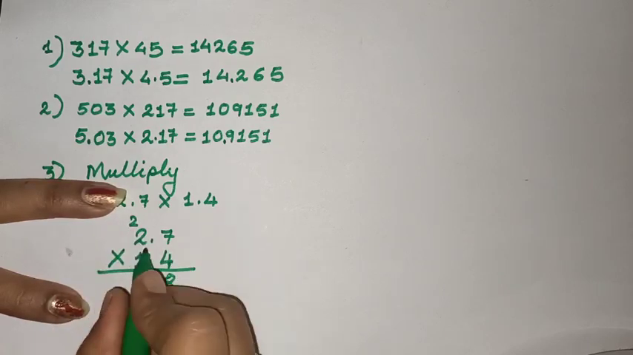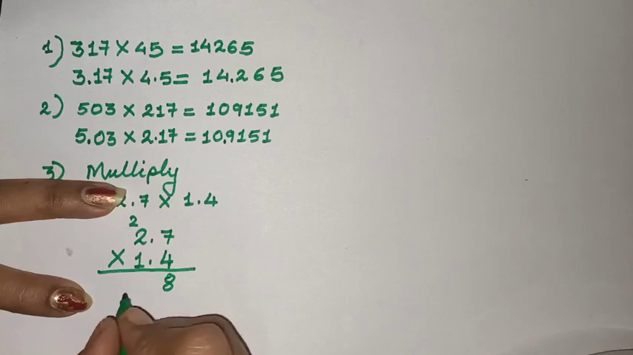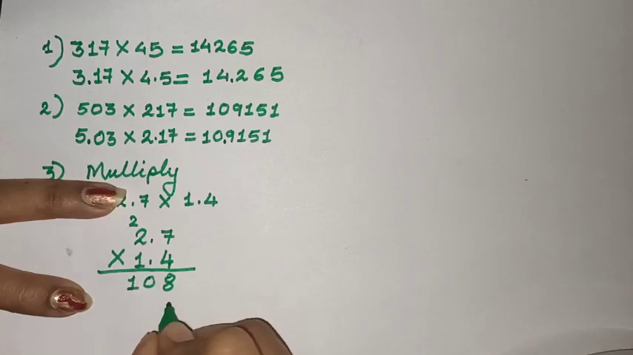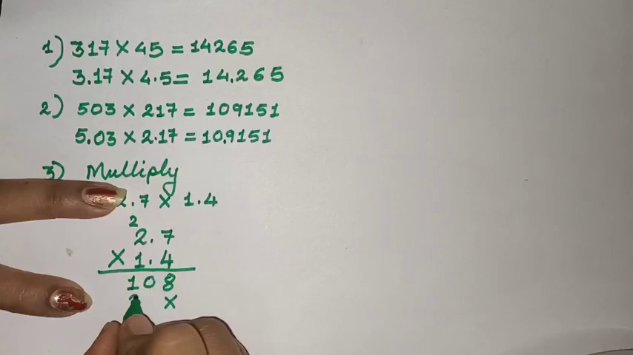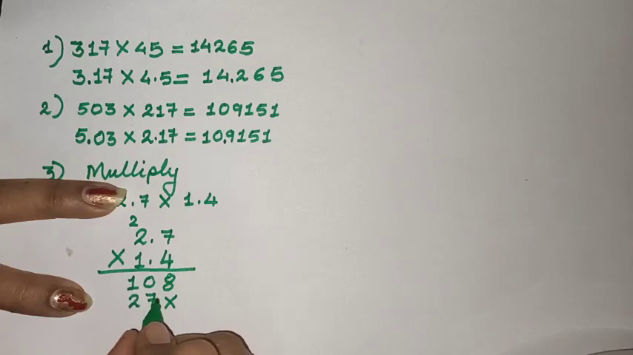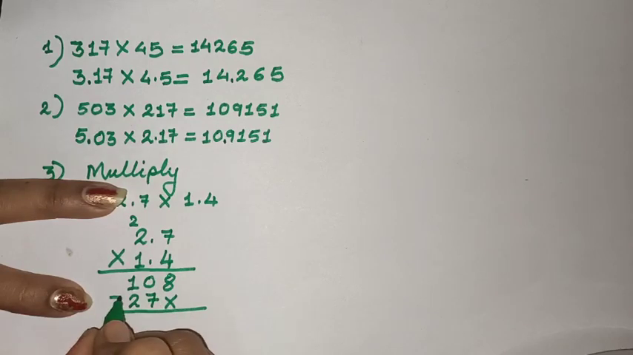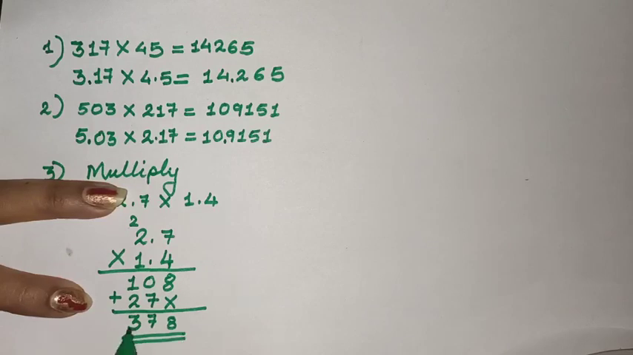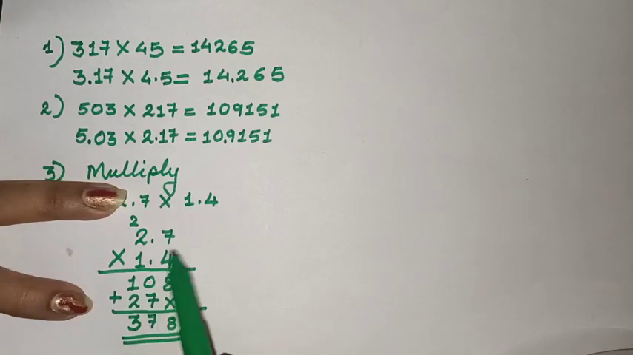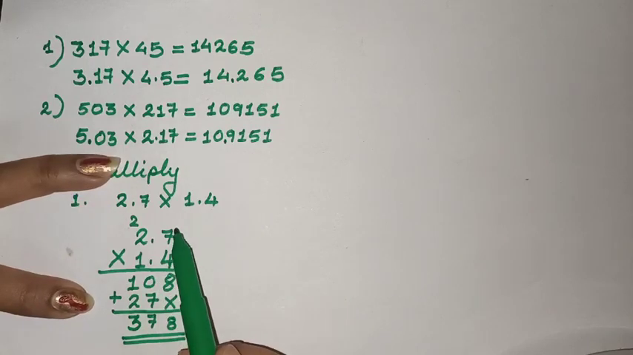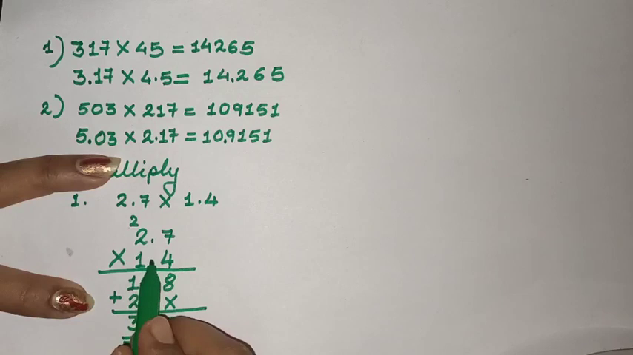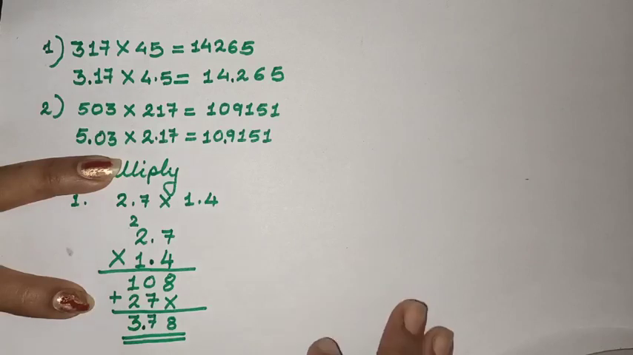4 twos are 8. 8 plus 2, 10. 1 twos are 2, 1 sevens are 7, right? Let us add it. 8, 7 and 3. So what did we get here? 378. We'll count 1, 2. So the answer is 3.78.